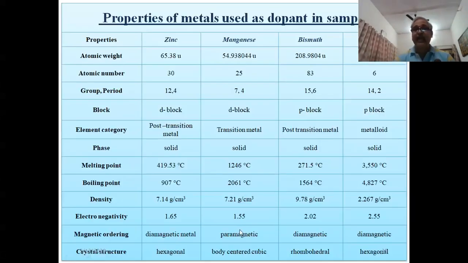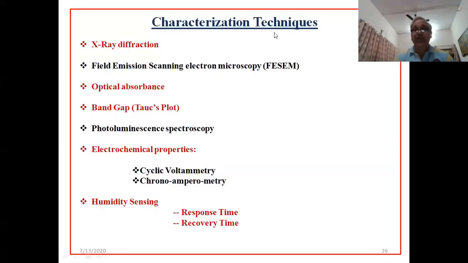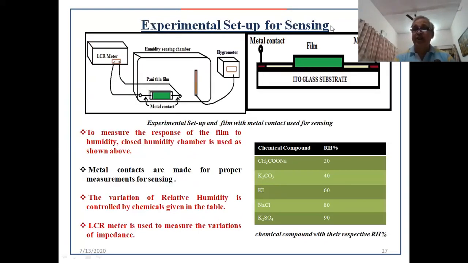And these are the properties of the metals used as dopants in this polyaniline. The characterization techniques used are X-ray diffraction, field emission scanning electron microscopy, and optical absorption. In optical absorption, we get the band gap using a Tauc plot, and we also use PL spectroscopy, electrochemical properties and humidity sensing.